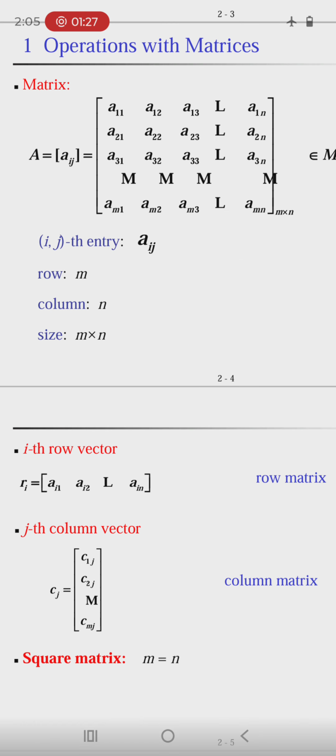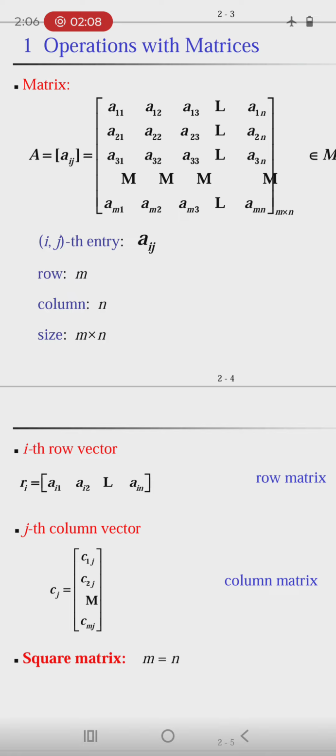Then operations with matrices. Let A be a general form of a matrix. Aij is the ijth entry. All the elements of this matrix are called entry elements. The ith row vector Ri equals ai1, ai2, and so on, up to ain. This matrix is called a row matrix, as only one row is given there. Then the jth column vector Cj equals c1j, c2j, and so on, up to cmj. Only one column is given there. This matrix is called the column matrix.